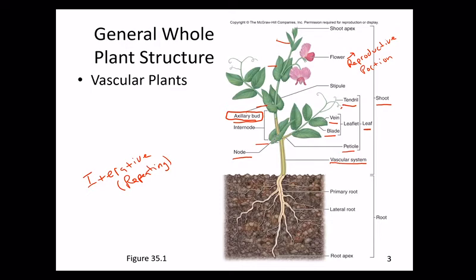The last portion of the shoot that is worth mentioning is the apex. The apex is the portion of the plant where we see primary growth.